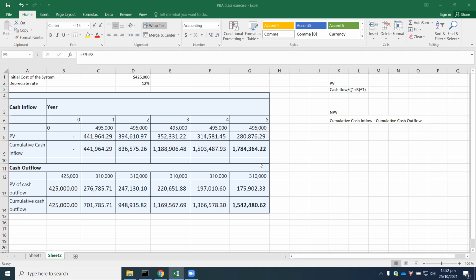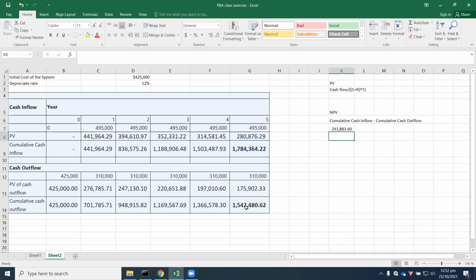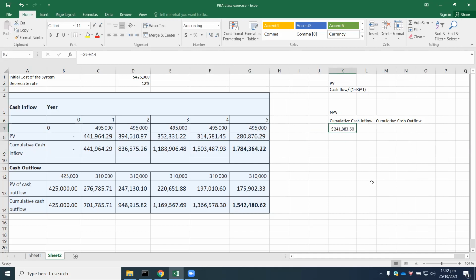You were correct. So we will take the very last value, that is for year 5, for the total, or cumulative, which means the same thing. For total inflow minus the total outflow. So it equals your total inflow value minus the total outflow, and you get an answer of $241,883.60. So that is your net present value.